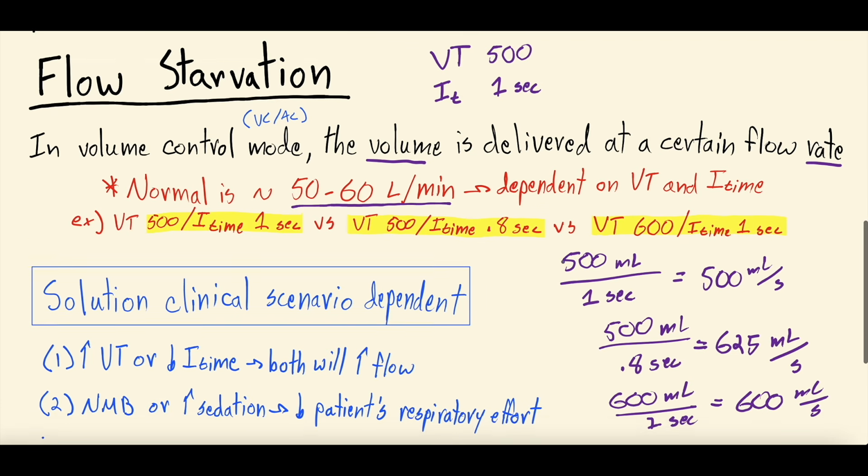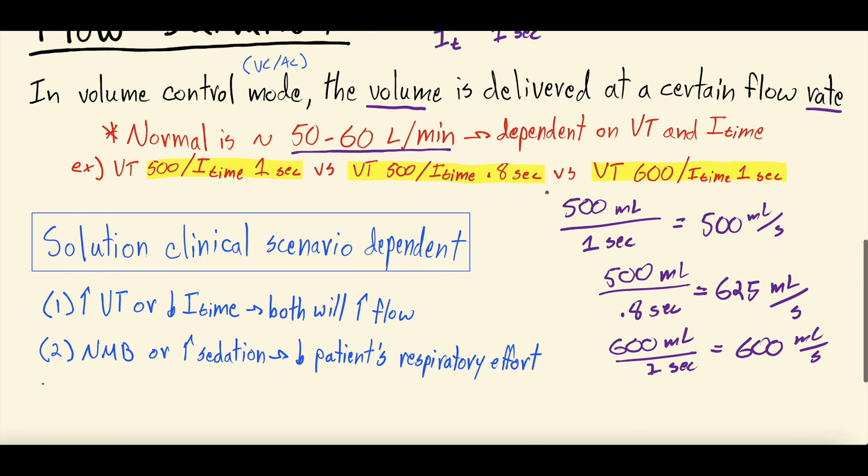So solutions to flow starvation on the ventilator involve either increasing your tidal volume, right? If you go from 500 cc's to 600 cc's over the same 1 second, your flow is going to go up from 500 cc's per second to 600 cc's per second. Or you can decrease the inspiratory time, the I time, the time in which that breath is delivered, which we showed here, right? You're keeping 500 cc's, but you're delivering it over 0.8 seconds. So then the flow increases to 625 cc's per second.